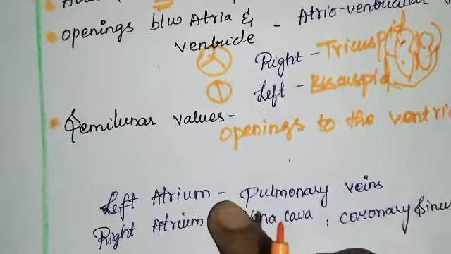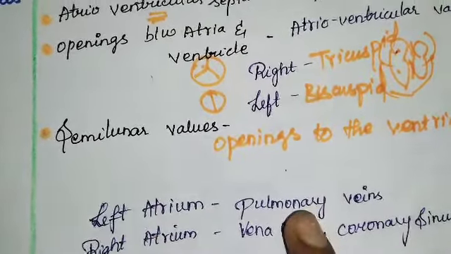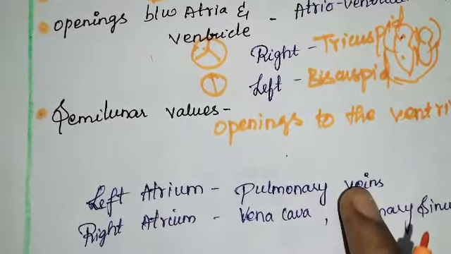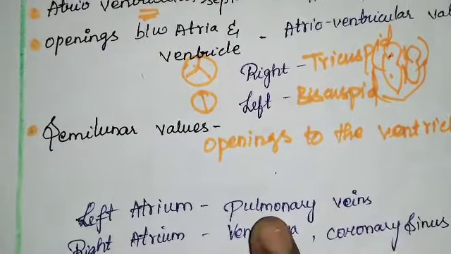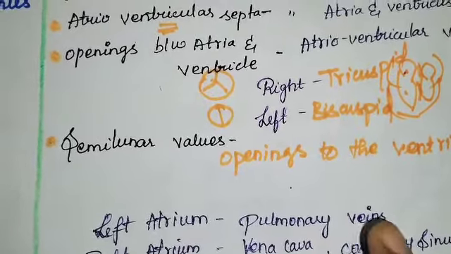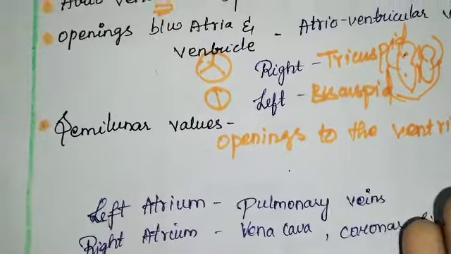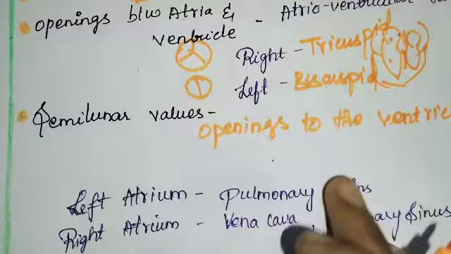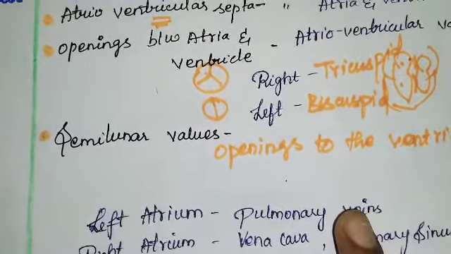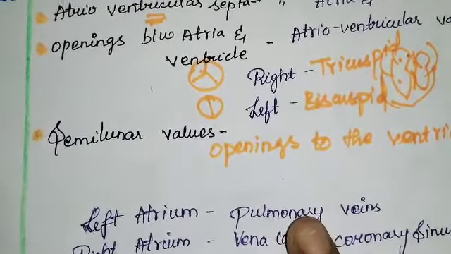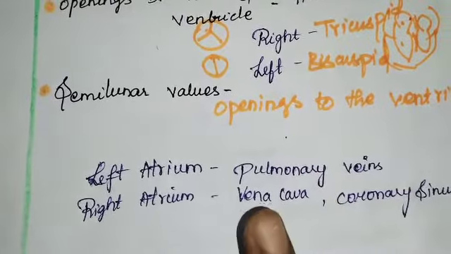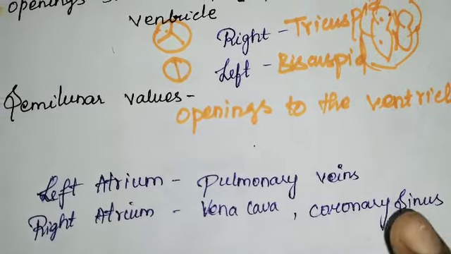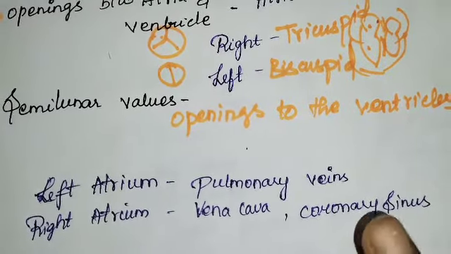Okay, so the left atrium receives the blood from the pulmonary veins, that is, veins that go to the heart. Pulmonary veins are an exceptional case. Why? Because veins carry only deoxygenated blood, but pulmonary veins carry oxygenated blood because they come from the lungs. Lungs give the oxygenated blood. So pulmonary veins are an exceptional case, and the right atrium receives the blood from the superior and inferior vena cava and coronary sinuses.